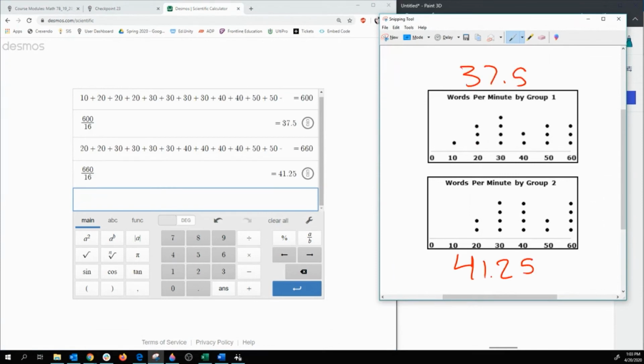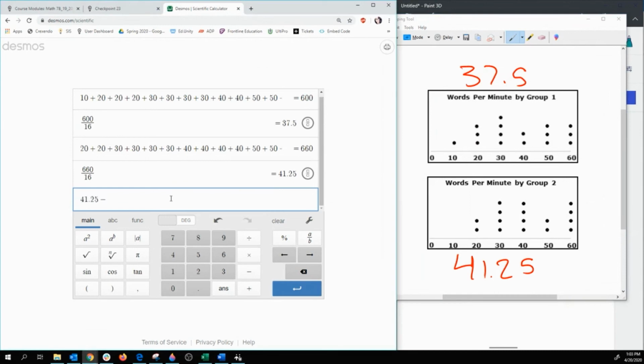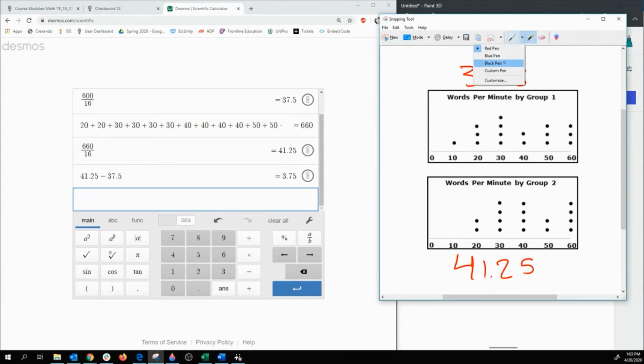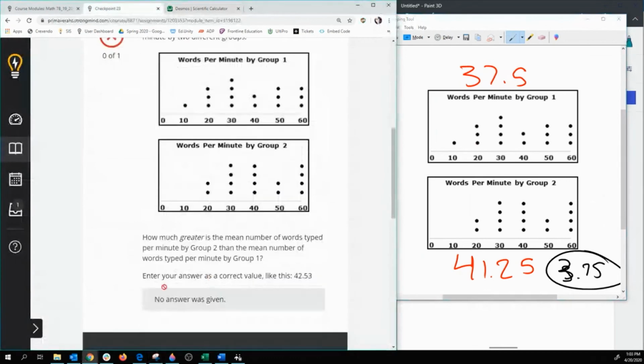So to figure out the difference between our averages, all we need to do is subtract them. A lot of this is just calculator work. So the final answer for this problem is going to be 3.75. 3.75 is what we want to put for this one.